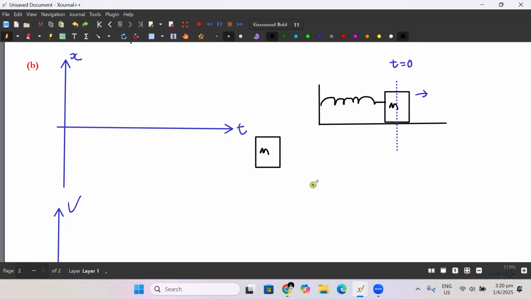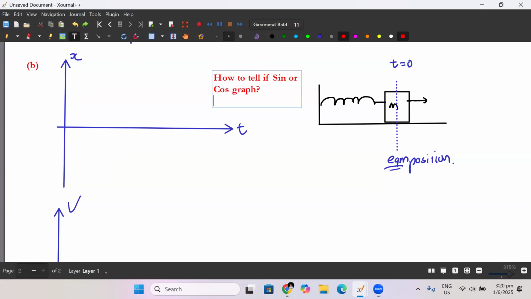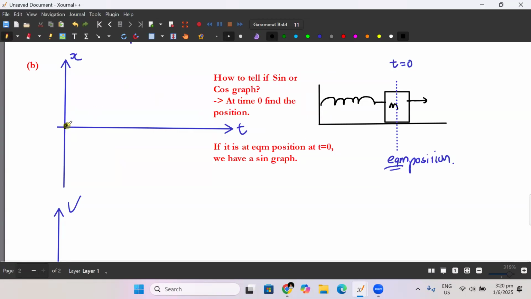So I'll answer the very common question, which is this: how to tell if it is a sine or cosine graph? The answer is at time zero, find the position. If it is at equilibrium at t equals 0, then we have a sine graph. Quite intuitive, right? Conversely, if we are at the amplitude, then you have a cosine graph. Quite easy. From there, all you need to do is just draw the graph like that. So a simple one.